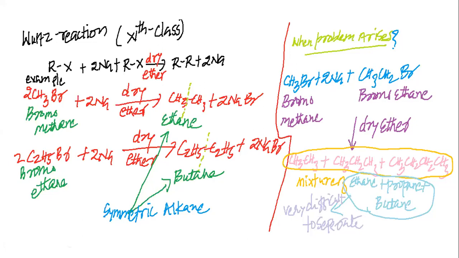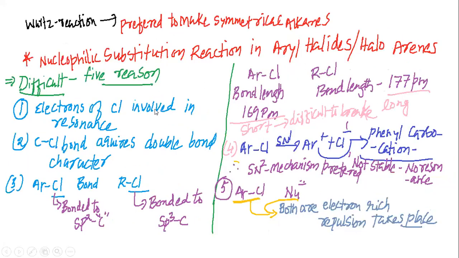If we try to separate these mixtures, it costs a lot, and for the same amount of money we can prepare the alkane by some other methods. That is why, my dear students, the Wurtz reaction is preferred only to make symmetric alkanes. The Wurtz reaction is not preferred to make unsymmetric alkanes.